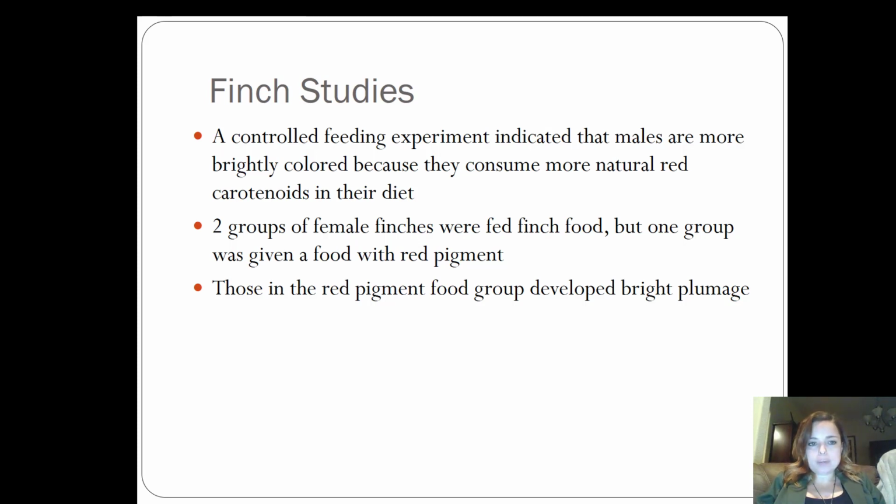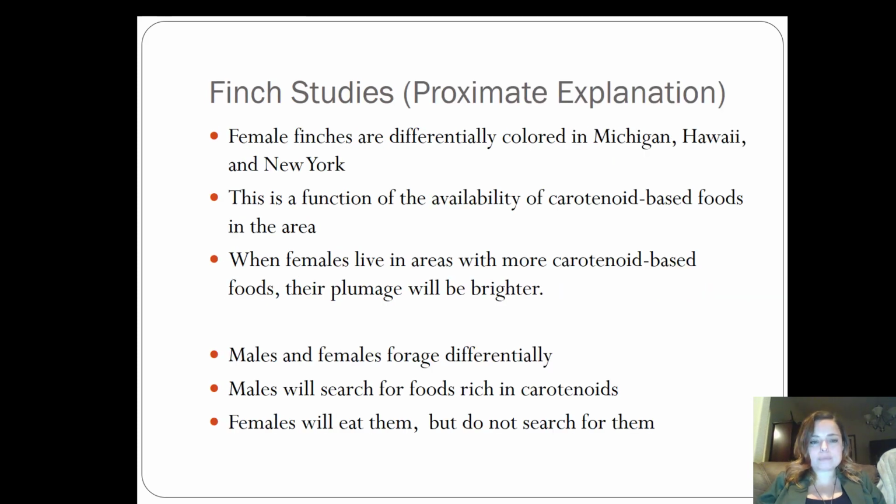But in this particular study that I'm referencing, two groups of females are fed finch food. One of them is given food with a red pigment coming from carotenoids, and one of them is given just regular food that has a poverty of carotenoids, which is the control group. And so in one group we've manipulated the food to contain the carotenoid, and in one group we haven't manipulated it. That's our control group. And those in the red pigment group will become more brightly colored than those in the control group. So we can deduce that it's likely that these carotenoids are influencing the development of the bright colored plumage in these animals.